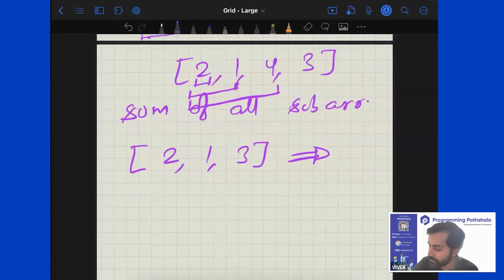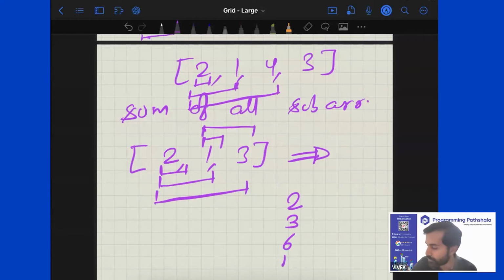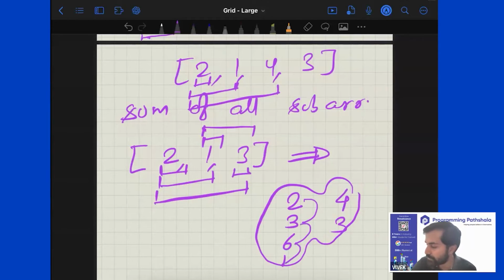Okay, so for 2, 1, 3, the first subarray is this, whose sum is 2. The second subarray is this, whose sum is 3. And then we have this, whose sum is 6. And then we have this, whose sum is 1. And then we have this, whose sum is 4. And then we just have this, whose sum is 3. What is the sum of all these values? 2 plus 3 is 5, plus 6 is 11, 12, 16, and 19. I hope it is 19. How many of you are getting 19? So if you're getting 19, you're getting the right answer.